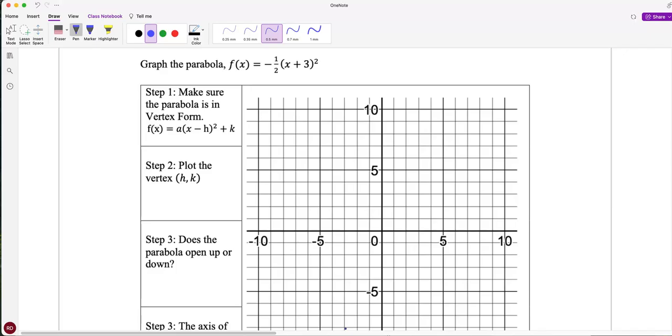Graph the parabola y equals negative 1/2 (x plus 3) squared. So f of x equals negative 1/2 (x plus 3) squared plus 0. So the vertex is going to be negative 3, 0. So negative 3, 0 is right there. Does this open up or down? This one's going to open down. Axis of symmetry is right here.